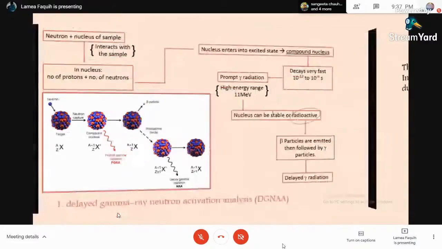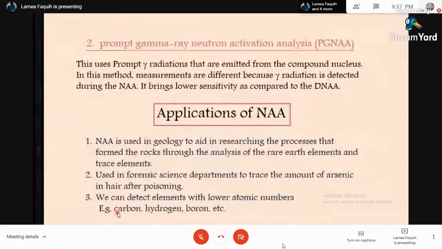So now let us talk about prompt gamma ray neutron activation analysis. In this, we use prompt gamma rays, as I showed in the previous slide, that are emitted from the compound nucleus. In this method, my measurements are a little bit different because gamma radiation is detected during the neutron activation analysis, that is in between, and it brings lower sensitivity with respect to my DNAA.